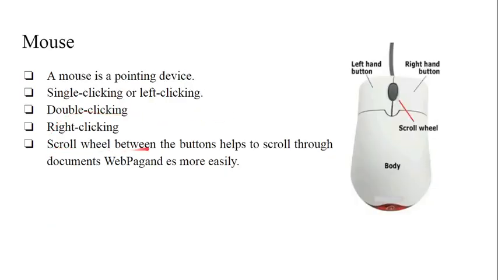Next is scroll wheel. Scroll wheel is a button held to scroll through documents or web pages more easily. It is placed in between the left hand button and the right hand button.